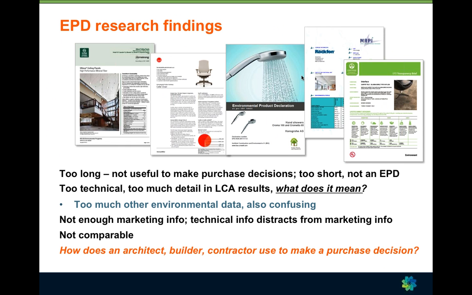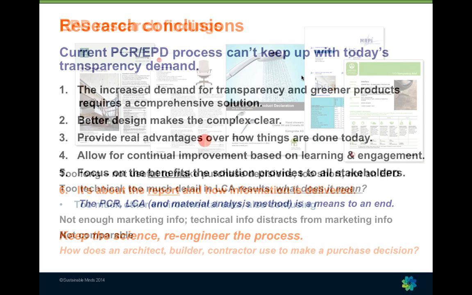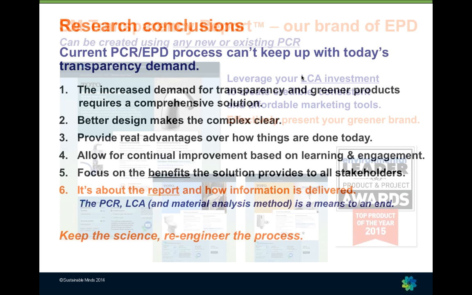So when we got involved in looking at the environmental performance reporting space, this was 3 years ago now, we took a look at the current state of environmental product declarations, and we looked at about 45 different EPDs from different geographic locations around the world in different product groups, and came away with the understanding that most of them were way too long. If they were too short, they probably weren't an EPD. A lot of technical information, not clear what it meant, very little other information about the product, and everyone knows that EPDs aren't easily used for comparability. And so, our conclusion was, how does a regular person use an EPD to make a purchase decision?